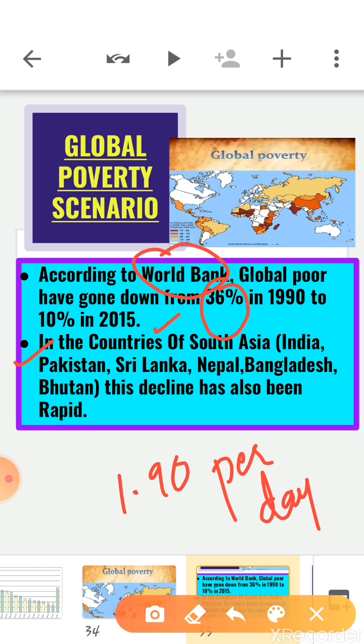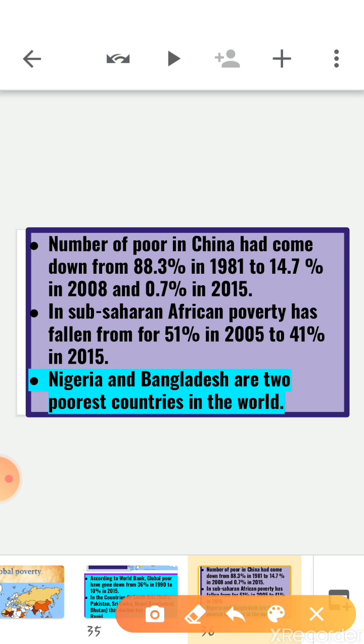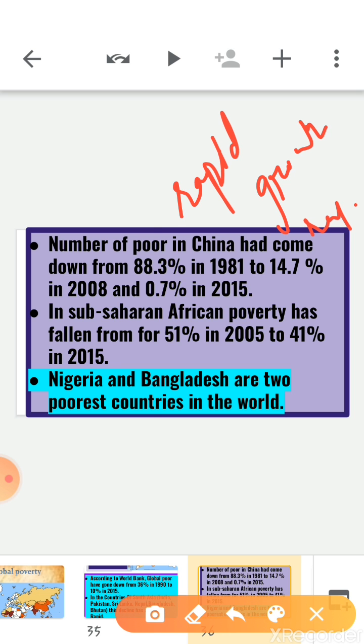In the countries of South Asia, India, Pakistan, Sri Lanka, Nepal, Bangladesh, Bhutan, this decline has also been rapid. Although there has been a substantial reduction in global poverty, it is marked with great regional differences. Poverty declined substantially in China and Southeast Asian countries as a result of rapid growth rate and massive investments in human resource development.